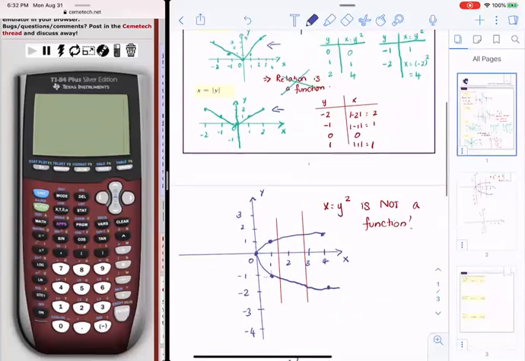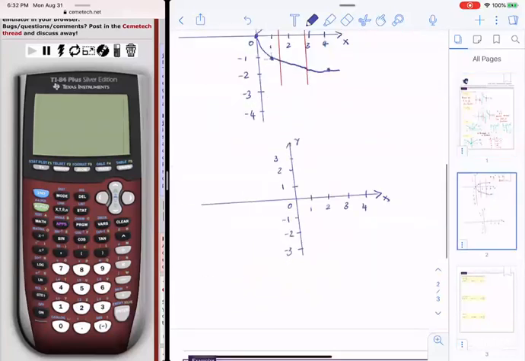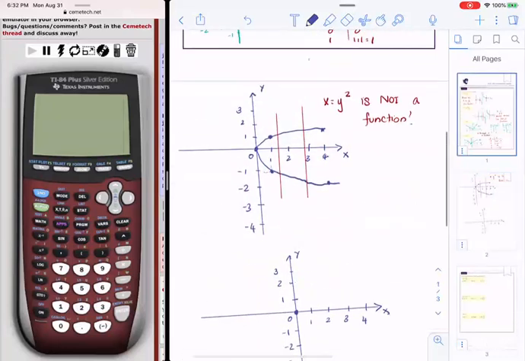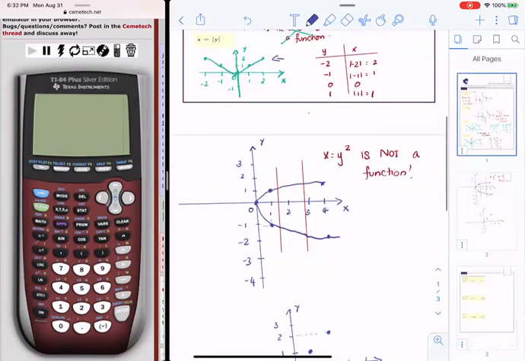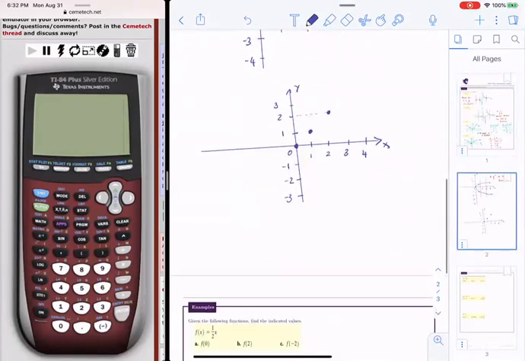So when the value of y is 0, x is 0. When the value of y is 1, x is 1. So it's right over here. When the value of y is 2, x is 2. And likewise, if you plug in -1, we get 1. -2, we get +2 for the x value. So if you draw a line, it has to look like that.